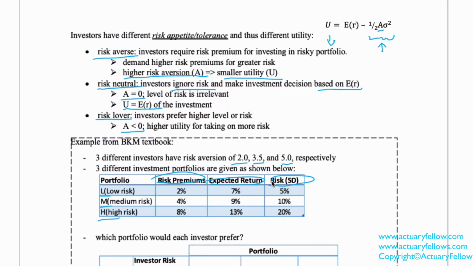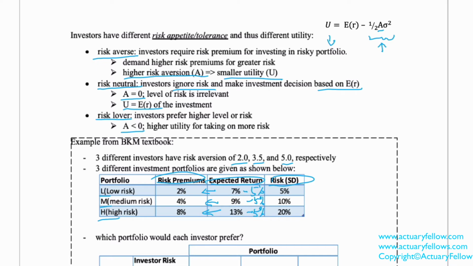When working on a question, we have to be aware of whether the given is expected return or expected excess return. It's a common mistake to mix them up. Risk-free rate is not explicitly given in this case, but it's easy to see it's 5%. For a lower risk portfolio, expected return 7% minus 5% is equal to 2%. For medium risk, 9% minus 5% is 4%. And for high risk, 13% minus 5% is 8%.